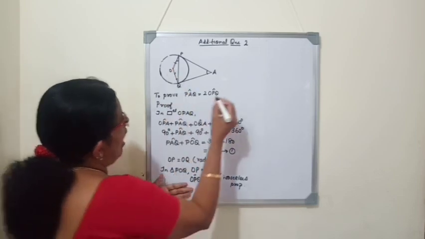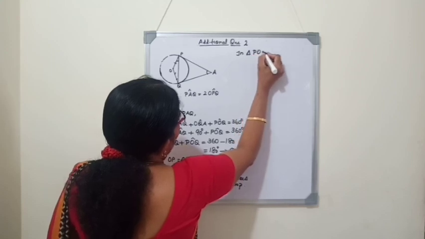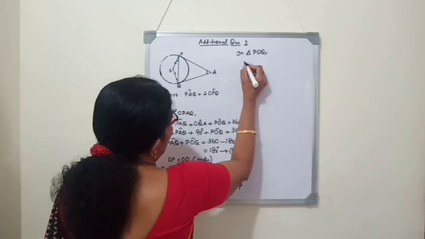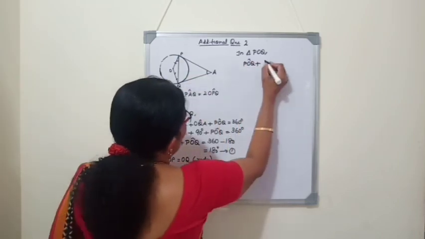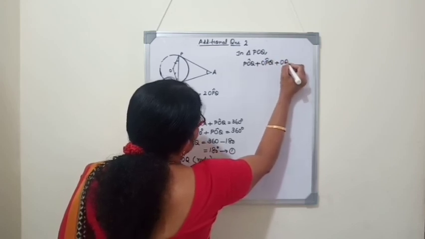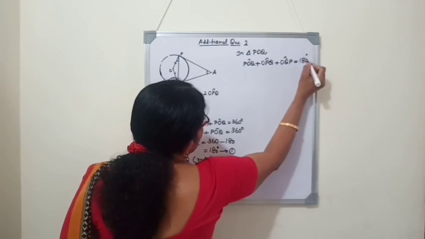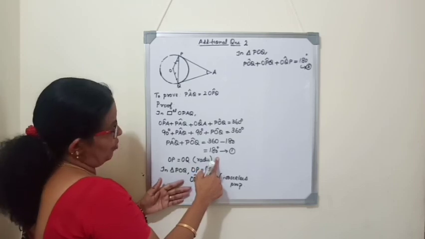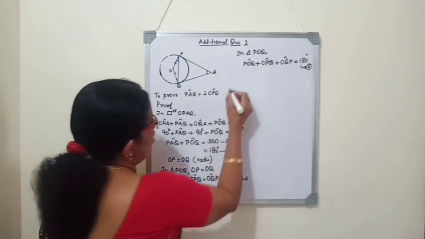Now we'll consider triangle POQ. In triangle POQ, you all know that sum of the angles of a triangle is 180 degree. So angle POQ plus angle OPQ plus angle OQP is equal to 180 degree. Angle sum property. This let it be equation number 2. Now look at equation 1 and 2. The RHS of the equations are equal. So LHS will be equal.